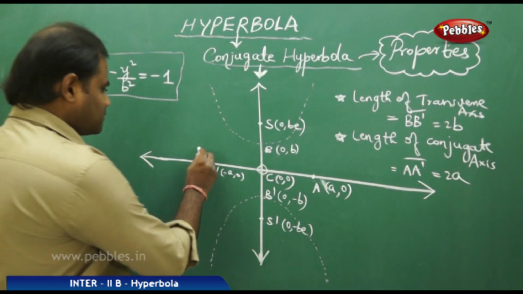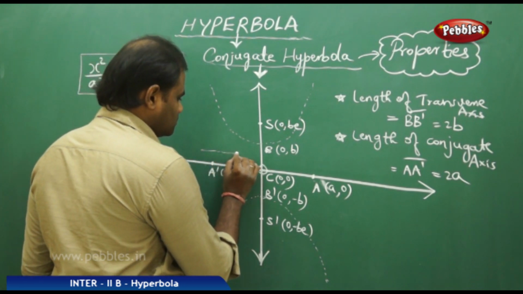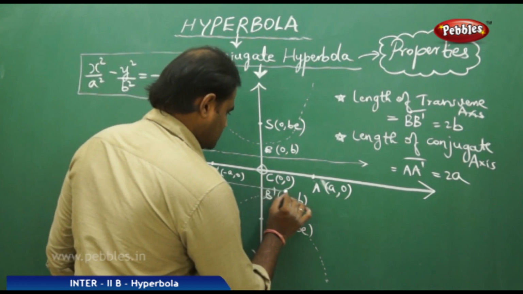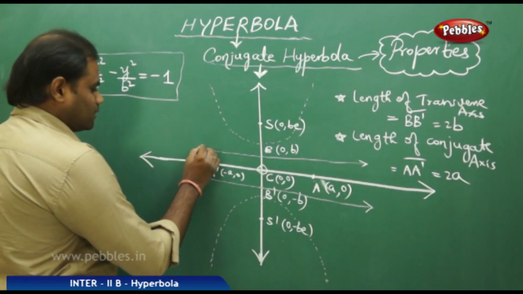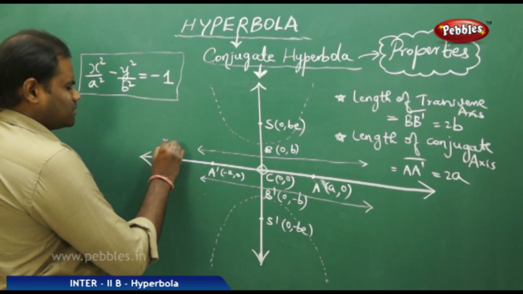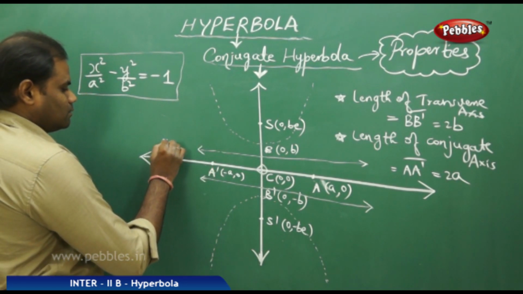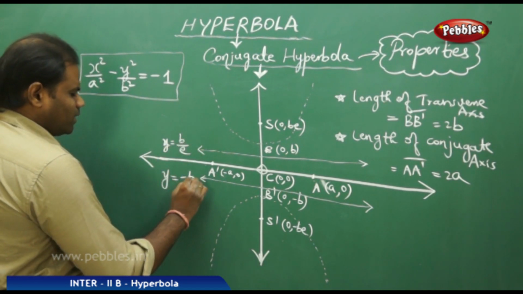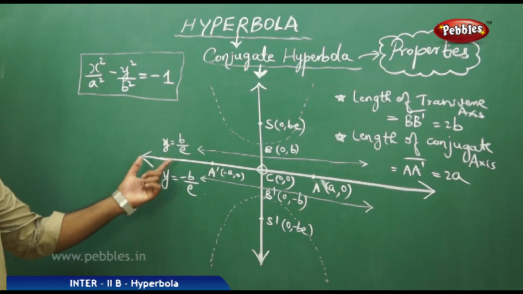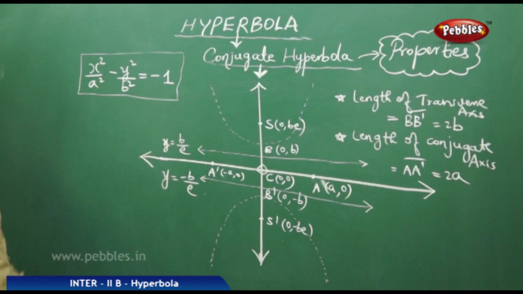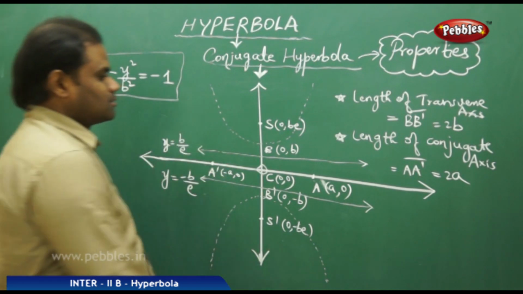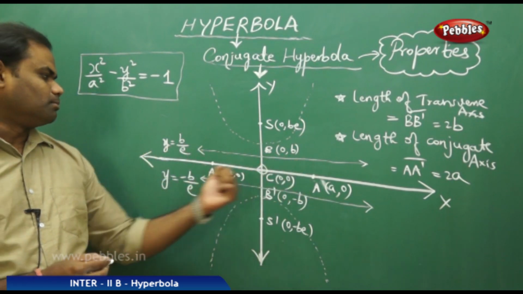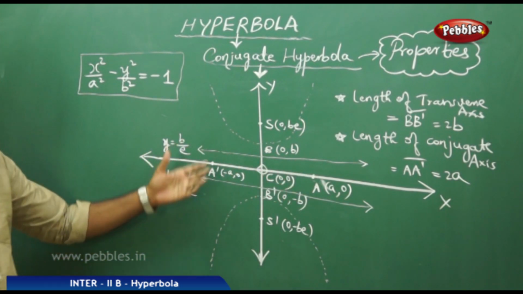The directrices which pass through this are given by the equations y equals b by e and y equals minus b by e, because each of the directrices is b by e units from the x-axis. So the directrix on the top is given by y equals b by e, and the directrix below is given by y equals minus b by e.